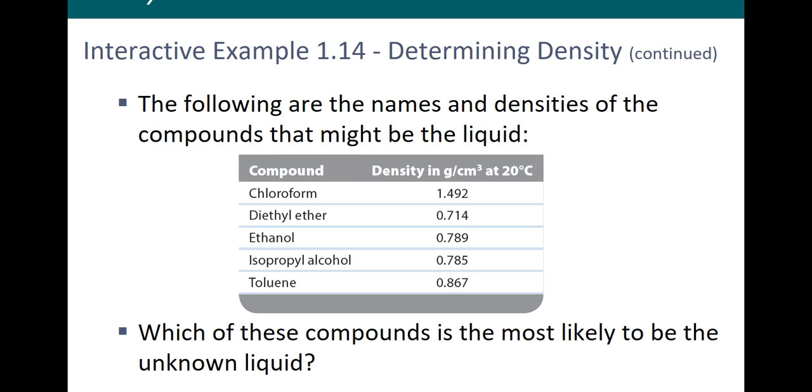So let's look. The problem goes on. It gives you five different examples of what the compound could be. Notice here, obviously, if it's chloroform, it's going to be very different. Notice if it's these two, you may have a hard time distinguishing these based off density, and then hopefully you can distinguish at least these two from these, because there's a difference. So which of these compounds is most likely to be the unknown liquid?